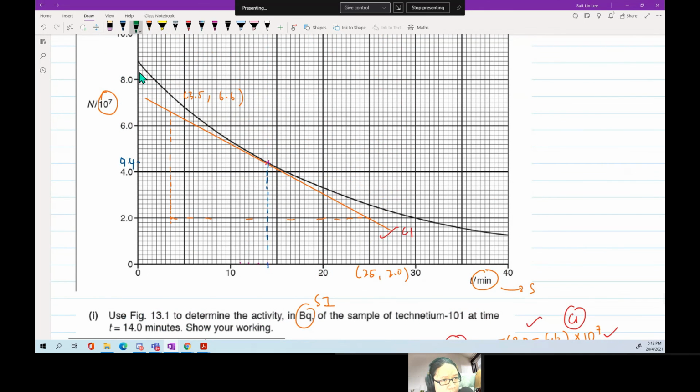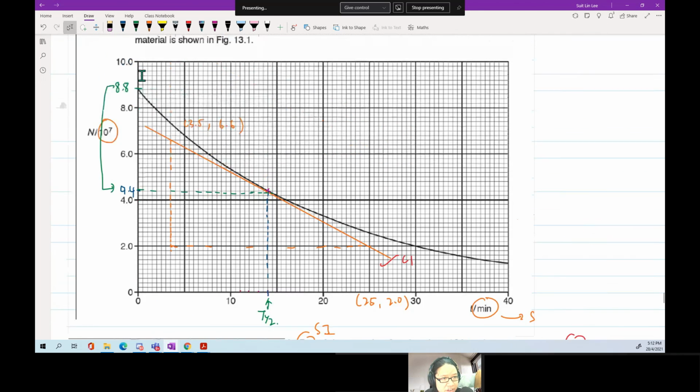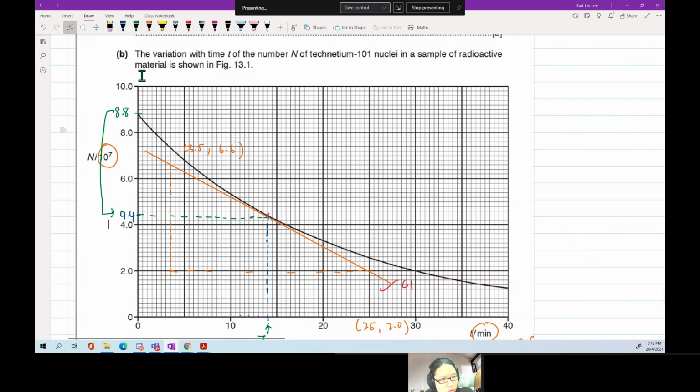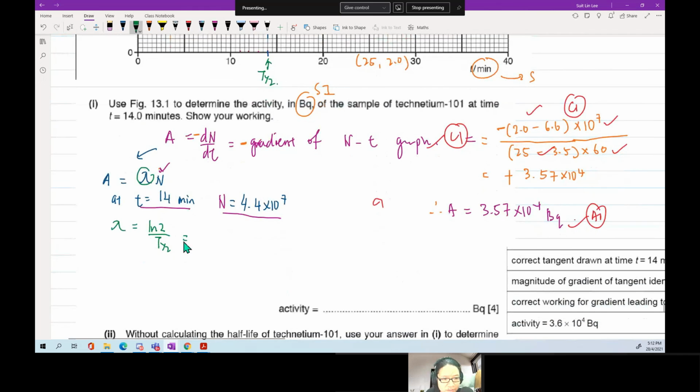Okay, what did we start with? We start with 8.8. We like 8.8. 8.8 dropped to 4.4. Wow, coincidence. This also happens to be half-life, because we dropped from 8.8 to 4.4. Half-life is the time taken for it to go down by half. So half-life will be ln 2 over 14 minutes.